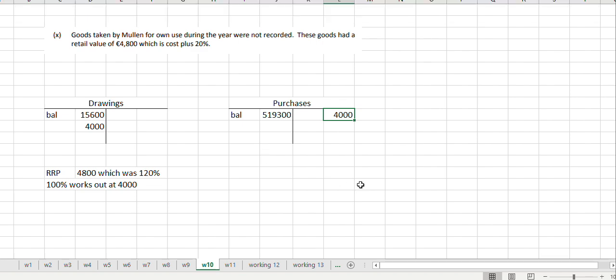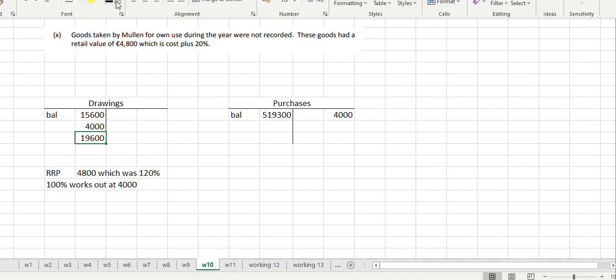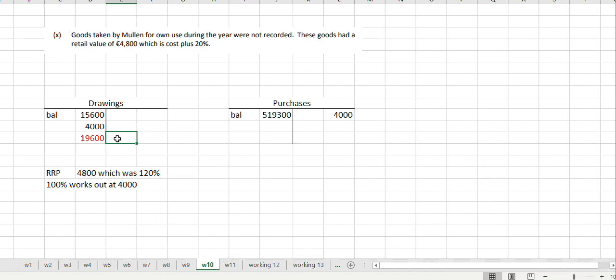Okay, so our new drawings figure will be 19,600. I'm going to make that red, and that goes in the financed by section. Our new purchases figure, when we balance this off, we'll balance it.